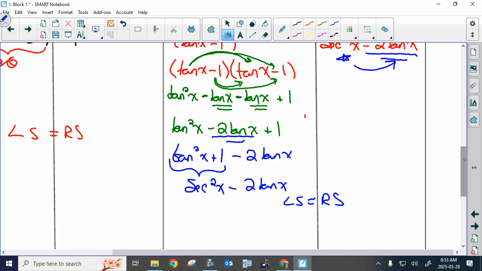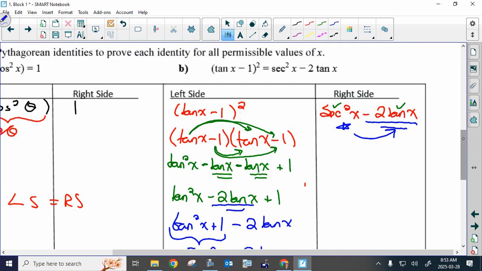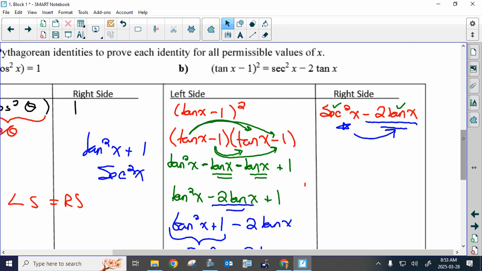Again, the most common mistake people make is they bring the squared in. They call it tan squared x plus 1. And then they'll say sec squared x, and they've got no idea where this comes from. Okay? That would be the most common mistake there. Okay, let's take a look at the next one.